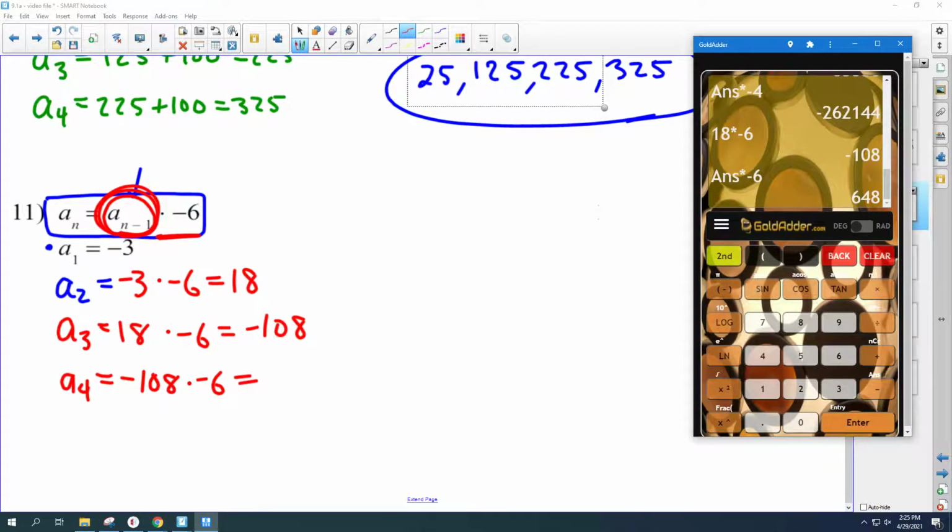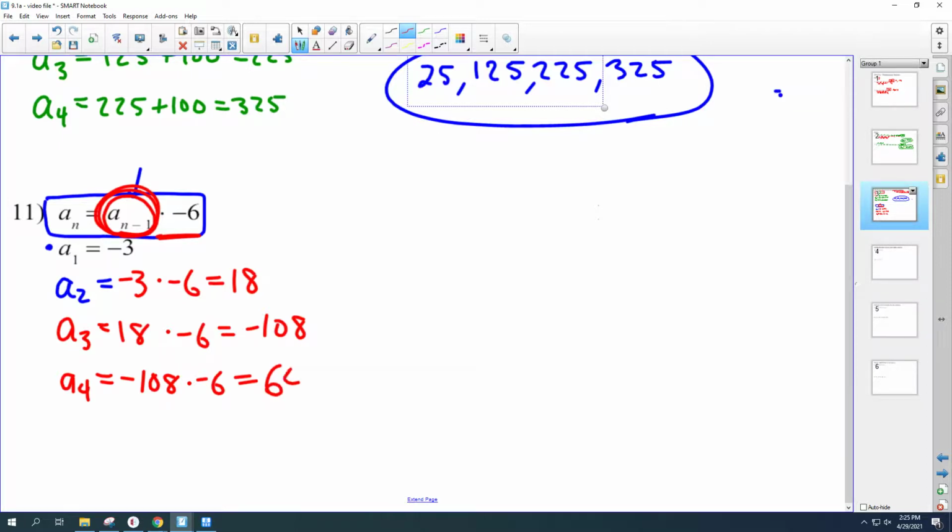$648. So then our first term was -3, second term 18, third term -108, and fourth term 648.